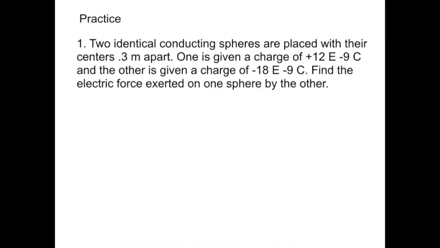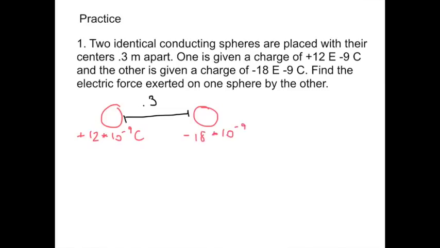So we know that we have these two spheres. They're placed at 0.3 meters apart. The first has a charge of positive 12 times 10 to the negative 9th coulombs, and the second is negative 18 times 10 to the negative 9th coulombs. Now, they're really just asking for the magnitude of this electric force, so we can sort of ignore the signs for now. This problem is going to require that we use Coulomb's law, which we've learned is F equals Coulomb's constant times the first charge times the second charge divided by the distance between them squared. So we'll call this charge Q1, and we'll call this other charge Q2.